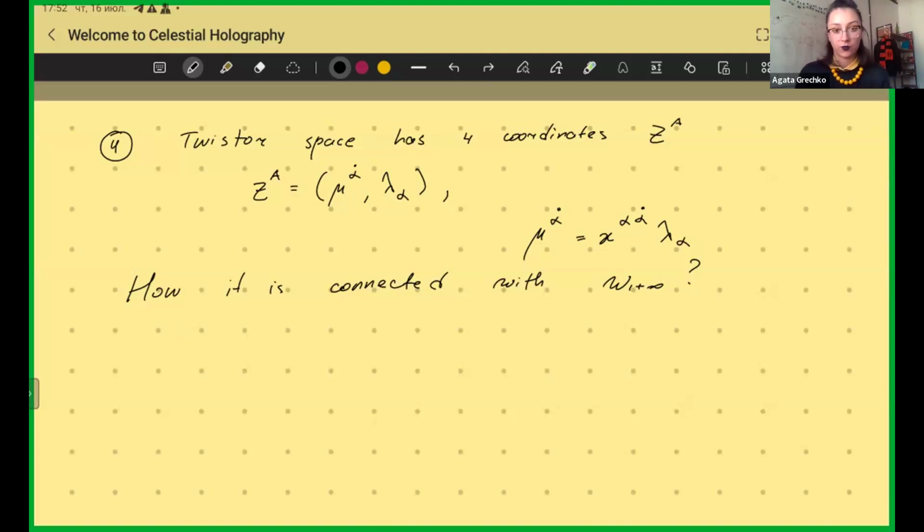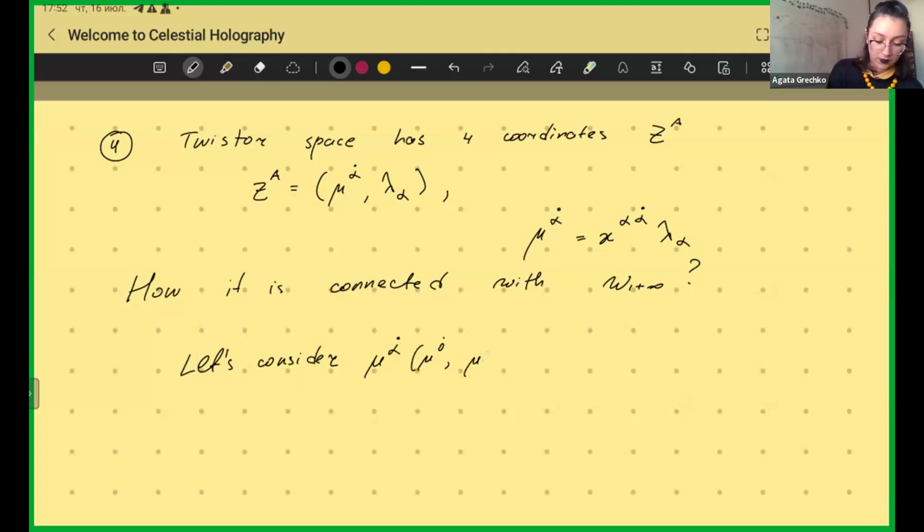Is how it's connected with W1 plus infinity. So let us consider mu alpha dot to be complex coordinates on a plane. So coordinates on the complex plane.